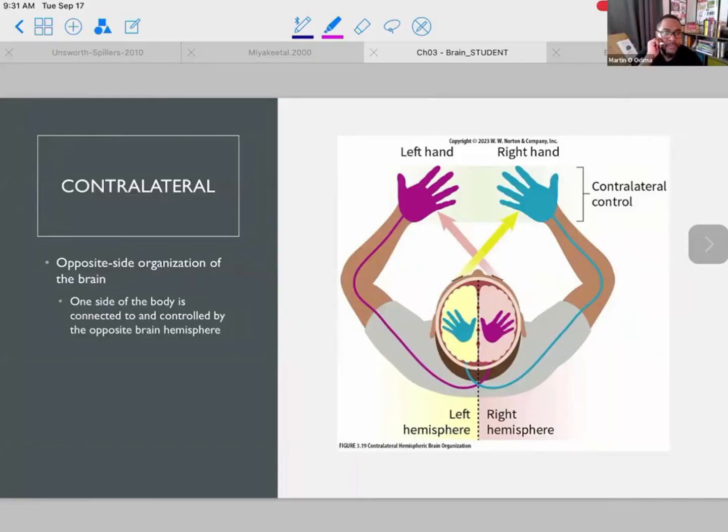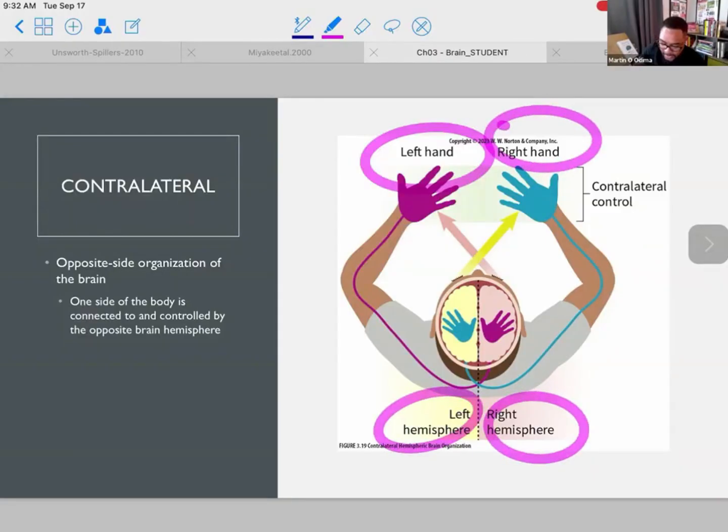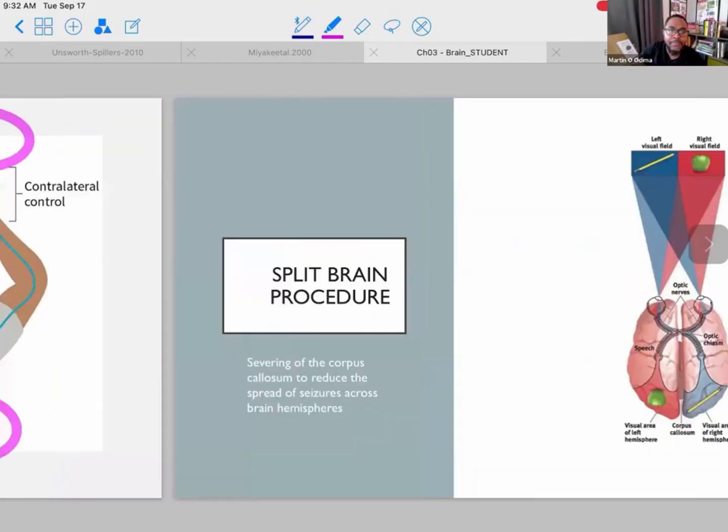A term to know would be contralateral, which is the opposite side organization of the brain. As you can see here, we have the left hand and the right hand, and the left hemisphere and the right hemisphere. One side of the body is connected to and controlled by the opposite brain hemisphere. So the left hand is associated with the right hemisphere, and the left hemisphere of the brain is associated with the right hand. That's what's called contralateral control.